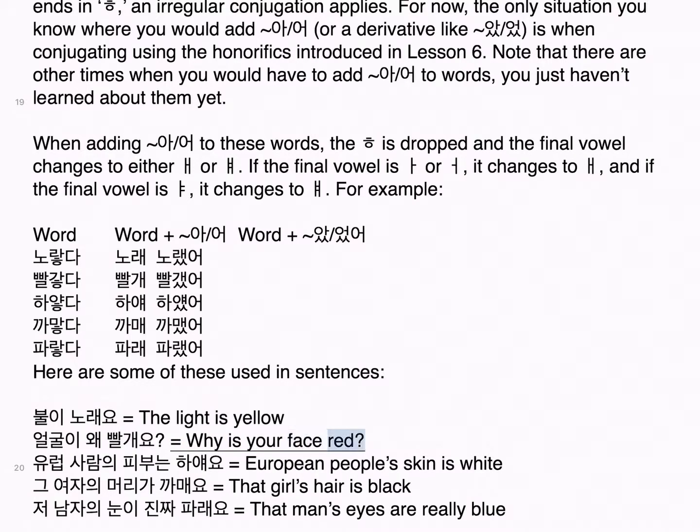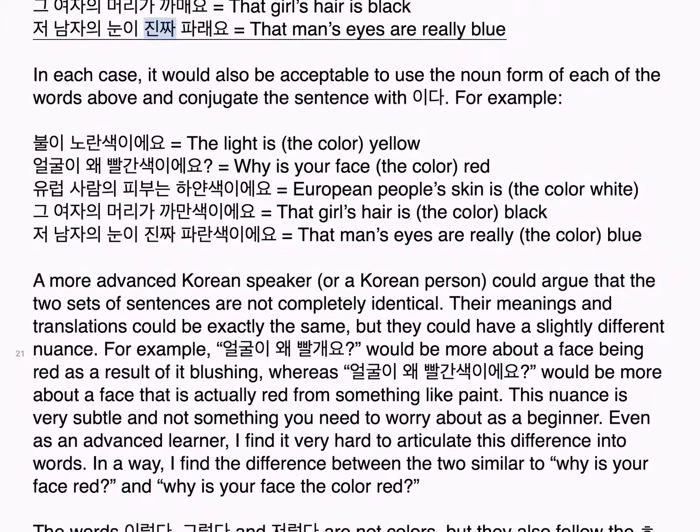Why is your face red? 유럽 사람의 피부는 하얘요. European people's skin is white. 그 여자의 머리가 까매요. That girl's hair is black. 저 남자의 눈이 진짜 파래요. That man's eyes are really blue.